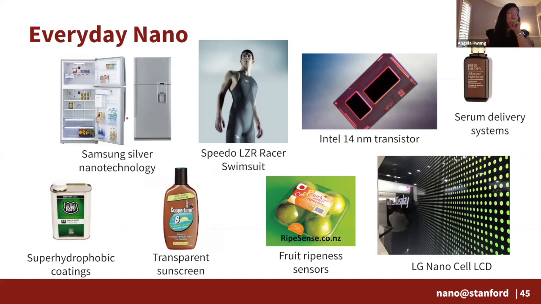And Samsung also came out with this really cool fridge where they lined the interior with silver nanoparticles, because silver nanoparticles are actually quite antibacterial. So it will prevent any bacteria from growing, so your food will smell less.